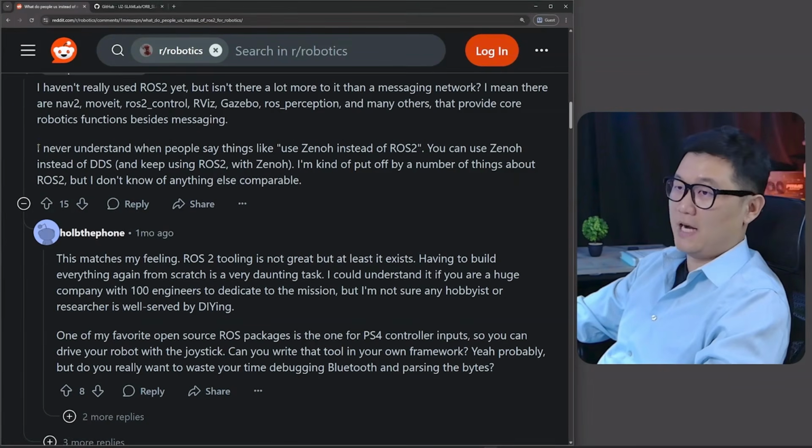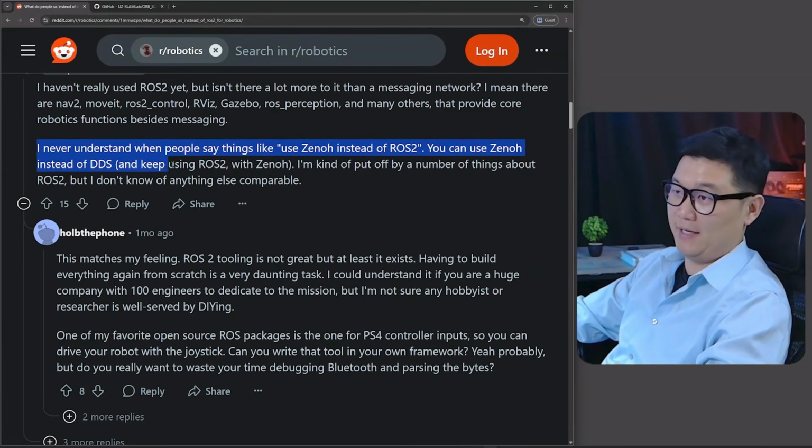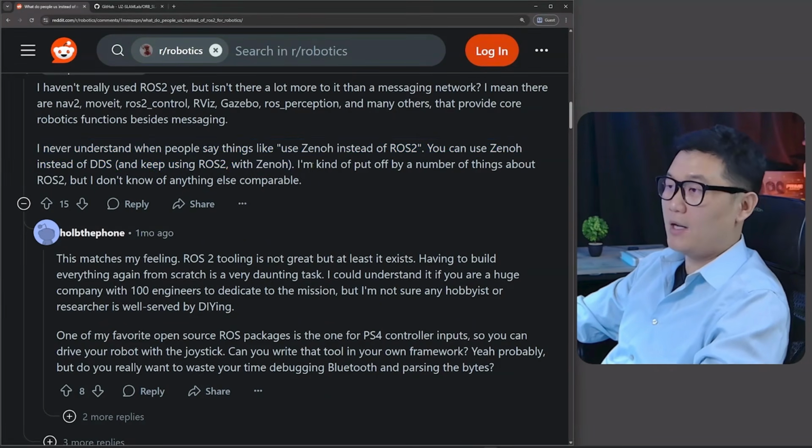Also, this guy says, I never understand when people say things like use Zenoh instead of ROS2. You can use Zenoh instead of DDS and keep using ROS2 with Zenoh. I'm kind of put off by a number of things about ROS2, but I don't know anything else comparable. I also agree with that because ROS provides an entire ecosystem.